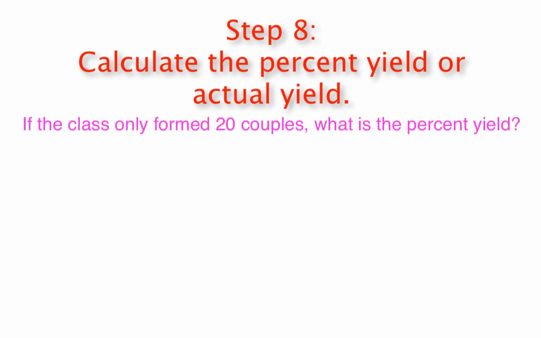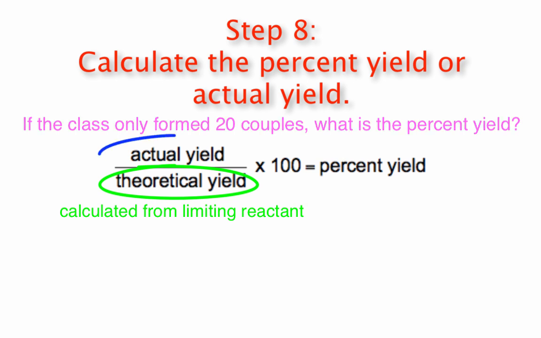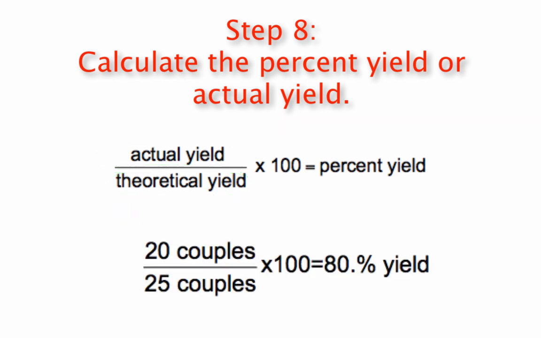If the class only formed 20 couples, what is the percent yield? The definition of percent yield is the actual yield over the theoretical yield times 100. The theoretical yield is what you calculated from the limiting reactant. The actual yield is what was actually produced in the laboratory. In this case, the theoretical yield is 25 couples, and the actual yield is 20 couples. So the percent yield is 80%.